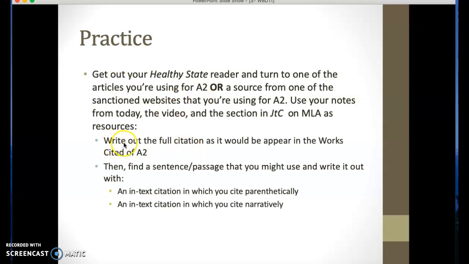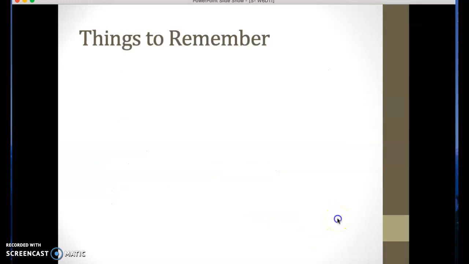And I want you to write out the full citation as it would appear in the works cited of your A2, and then find a sentence or passage that you might use and write it out with both an in-text citation where you cite things parenthetically, and also an in-text citation where you cite narratively. So just to jog your memory a little bit, the parenthetical citations are where you have the author's last name and page number in the parentheses at the very end. And the narrative citations are where you mention the author's name in the sentence and then put the page number in parentheses at the end.